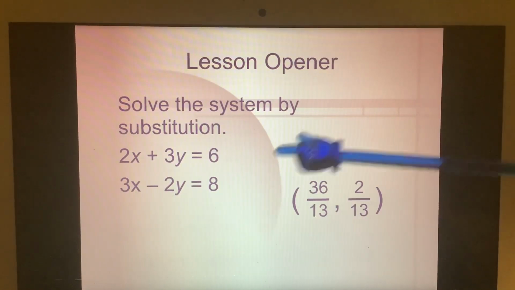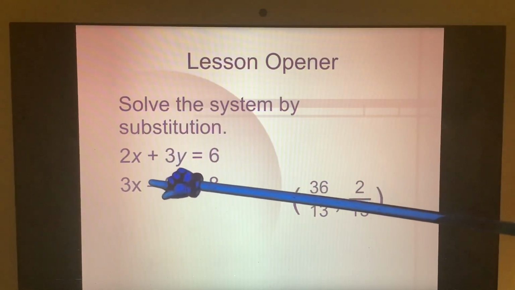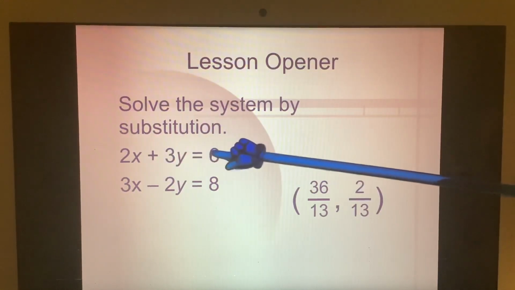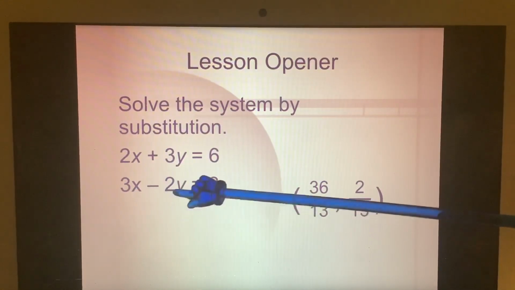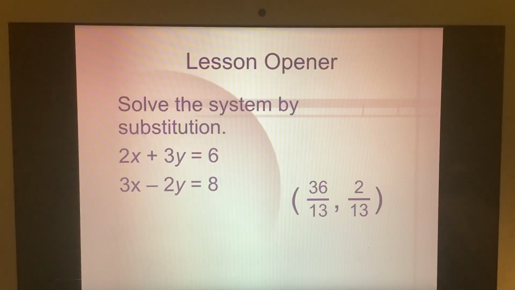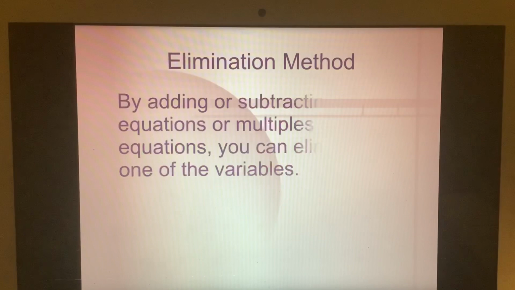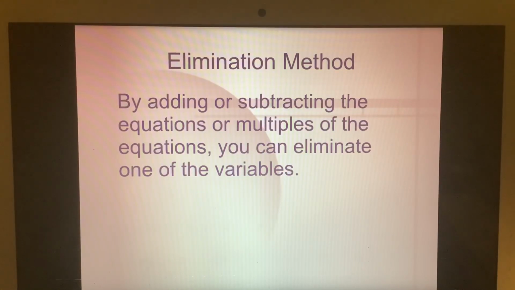Now, if you can try to do that on your own first, okay, solve for x, and then plug it back into the x here, and then solve for y. Try that. The elimination method means by adding or subtracting the equations or multiples of the equations, you can eliminate one of the variables and then plug that variable back into the equation and solve for the second variable.